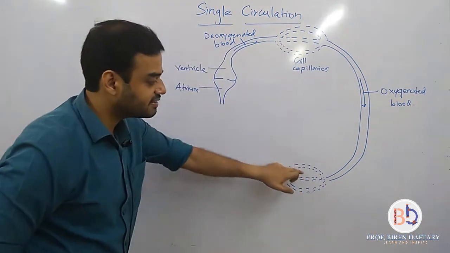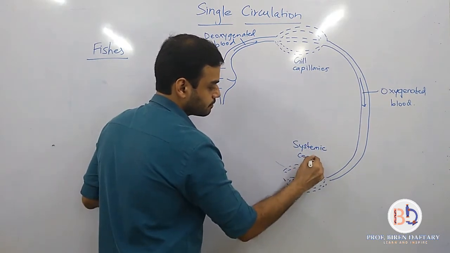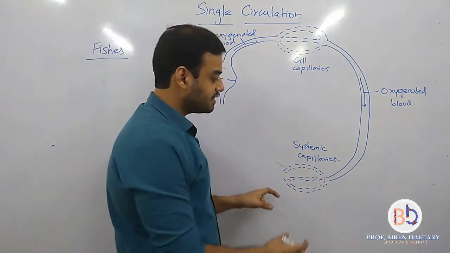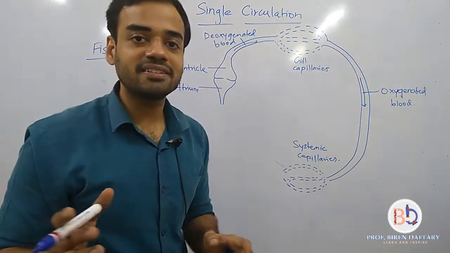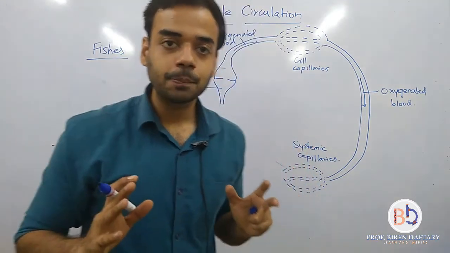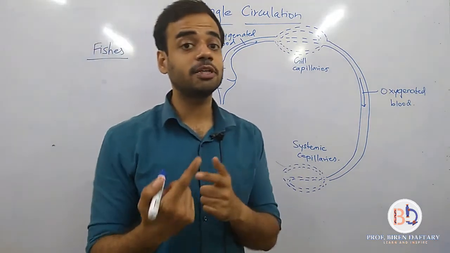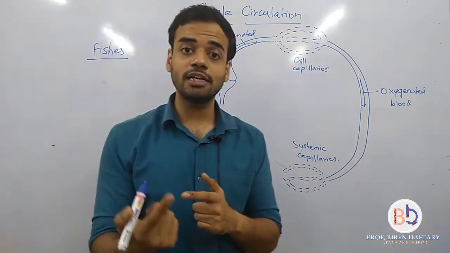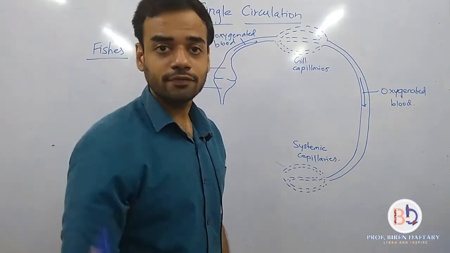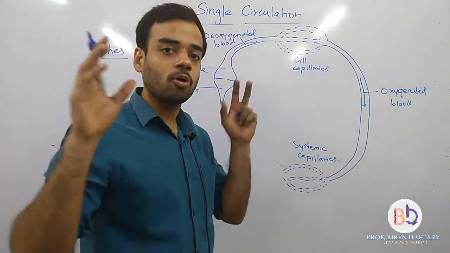Okay, and these capillaries are called systemic capillaries. Now what happens is, these systemic capillaries give the oxygenated blood to all the cells of the fish body. Okay, so यहाँ पे सब exchange हो जाएगा. You know that the exchange is between the interstitial fluid or the lymph and the capillaries. Passive exchange of materials or diffusion of materials takes place, and systemic capillaries supply oxygen to the body of the fish.